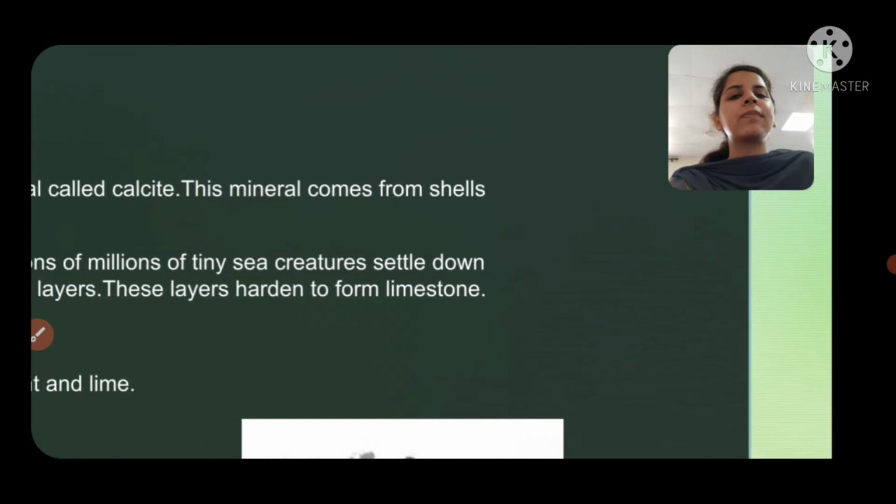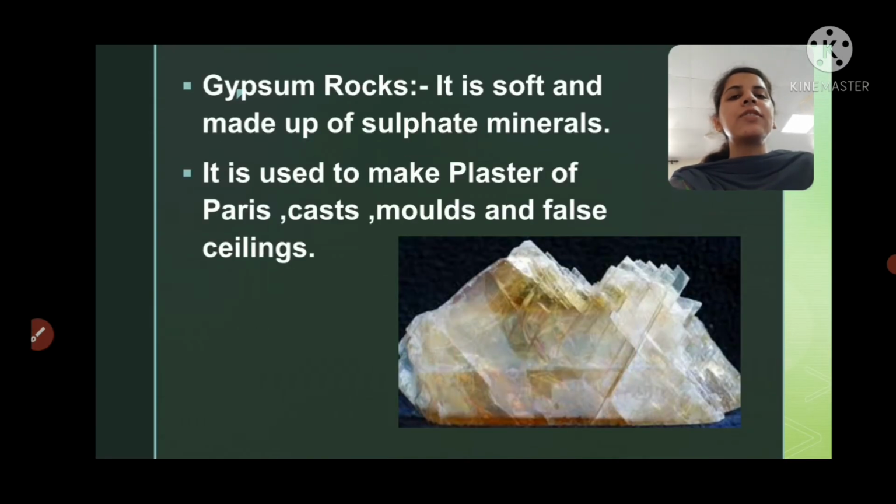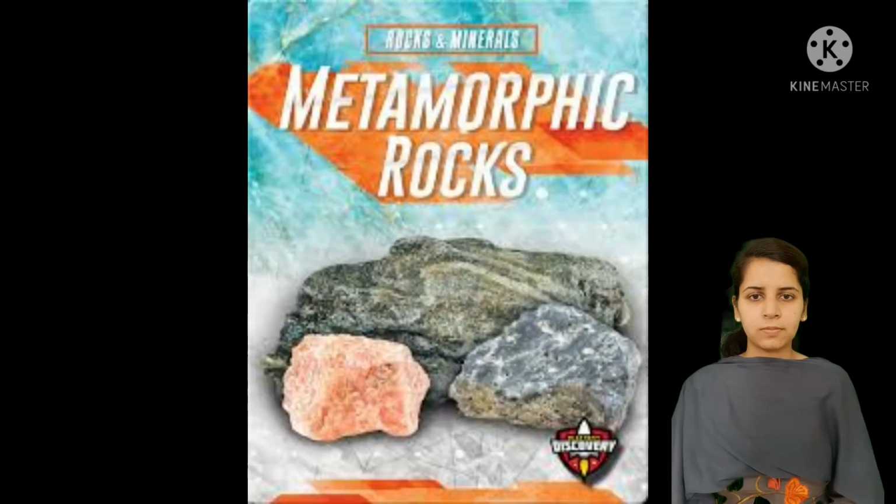Next one, gypsum. So it is soft and made up of sulfate minerals, and it is used to make plaster of Paris, casts, molds and false ceilings.